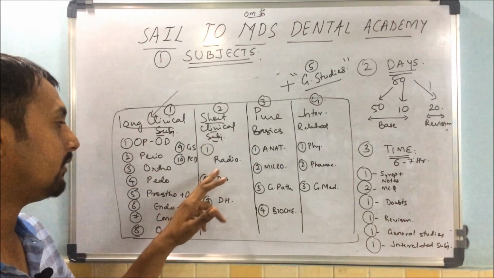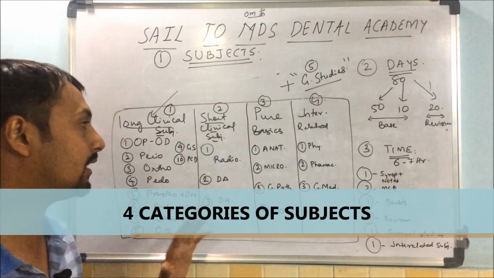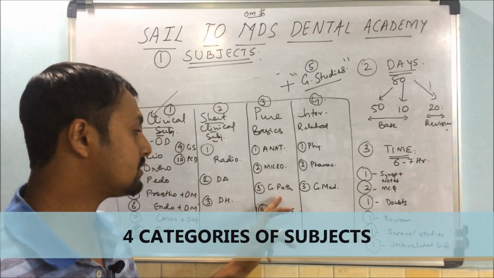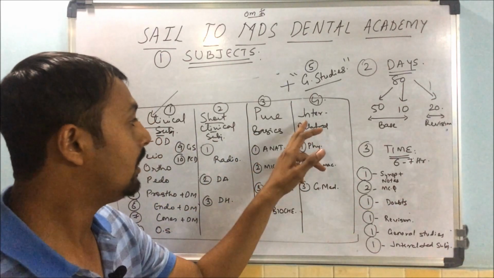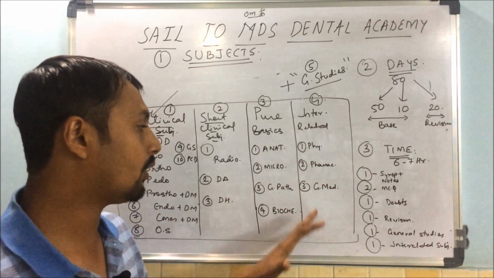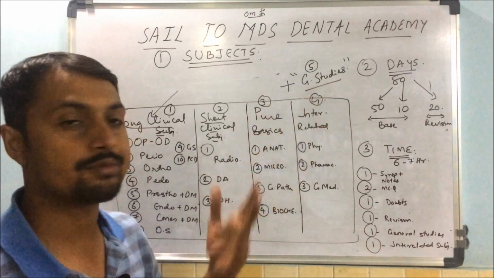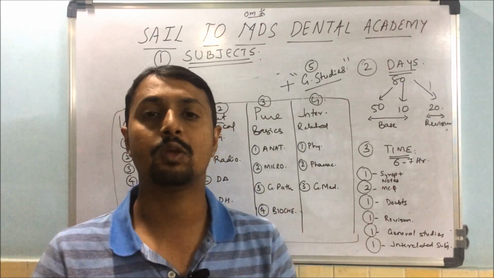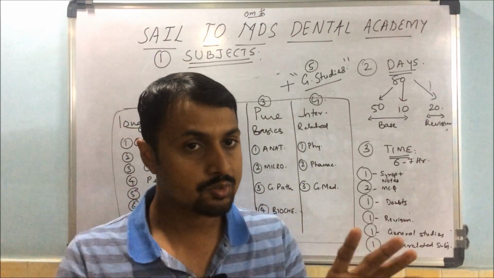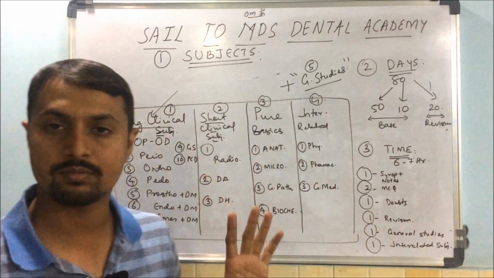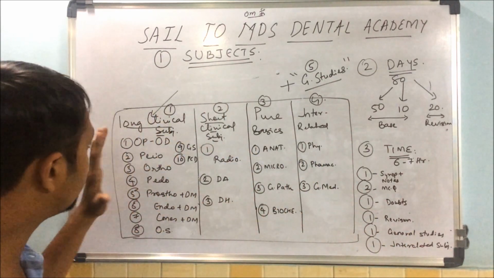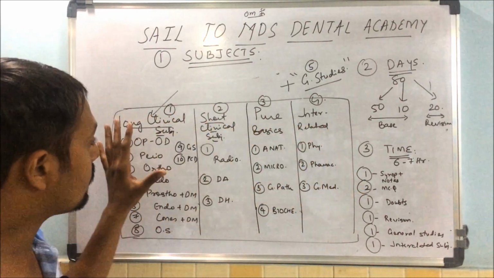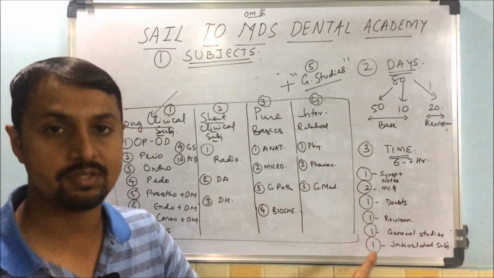Then the short clinical subjects, we have oral radiology, dental anatomy, and dental histology. In pure basics, we have anatomy, microbiology, general path, and biochemistry. Interrelated, we have physiology, pharmacology, and general medicine. And general studies, as I have mentioned in my videos, some 7 to 8 topics are there that you have to cover. So first we divide the subjects. We should know what are the most important subjects and what are the important subjects. The questions are definitely going to come from all these subjects.